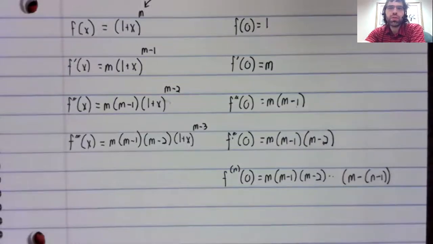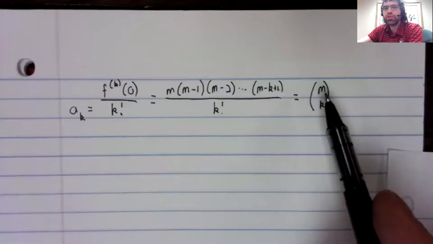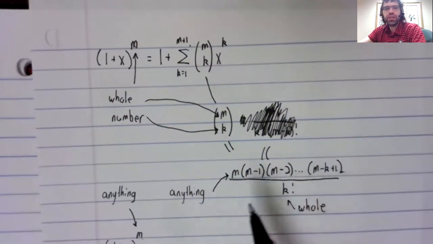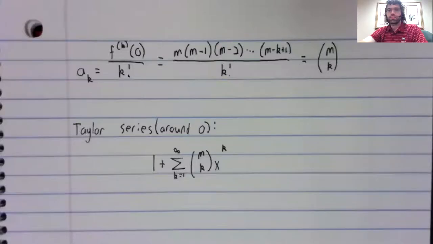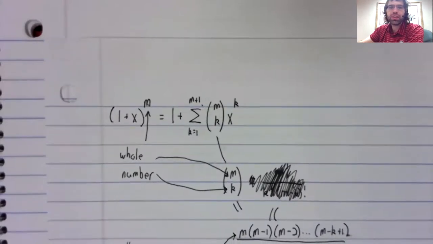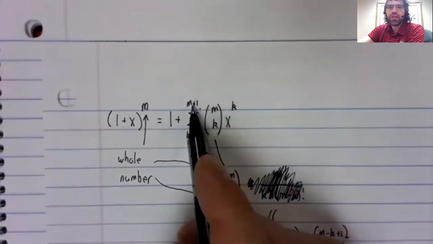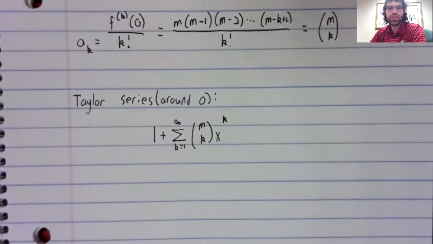These are not the Taylor coefficients. The Taylor coefficients have factorials in them. The Taylor coefficients are simply the binomial coefficients, as long as we define m choose k appropriately neatly so that m does not have to be a whole number. The Taylor series then is the same as the sum we got from the binomial theorem, except we don't have a terminating condition here. We have an infinite series.